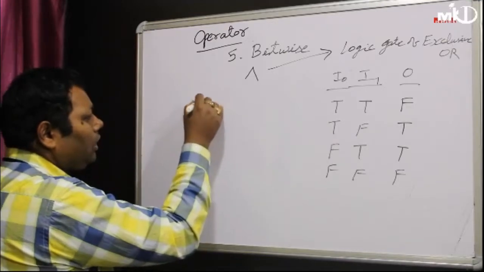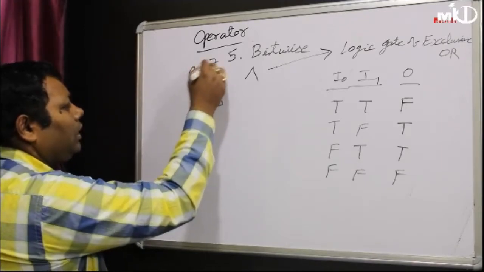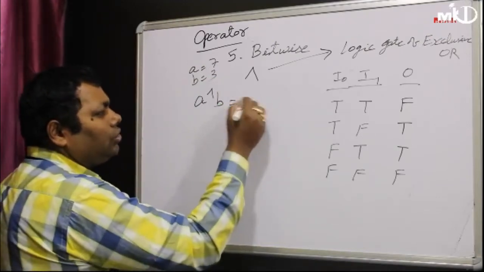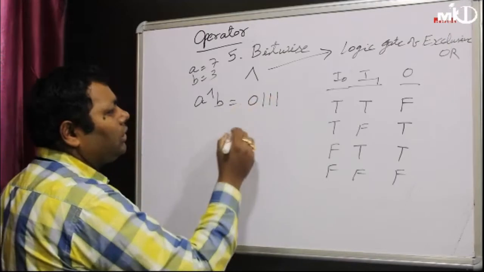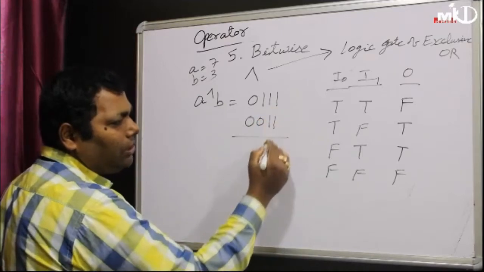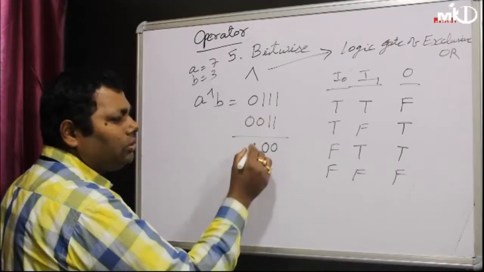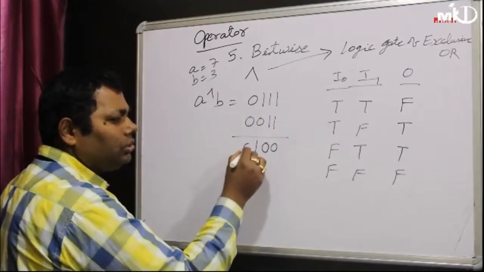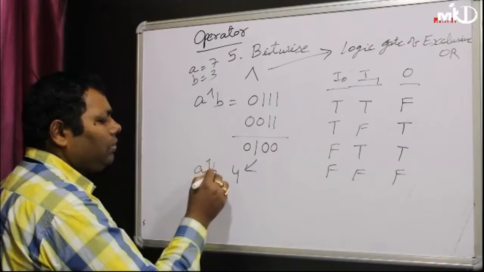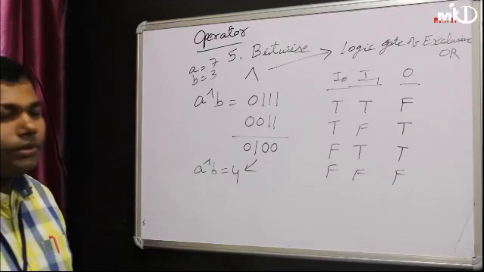So let's take an example. A XOR B. Okay? A equal to 7 and B equal to 3. Clear? So A means 0 1 1 1 and 3 means 0 0 1 1. Check each bit. So what will be the value? 4. So A XOR B equal to 4. Clear?